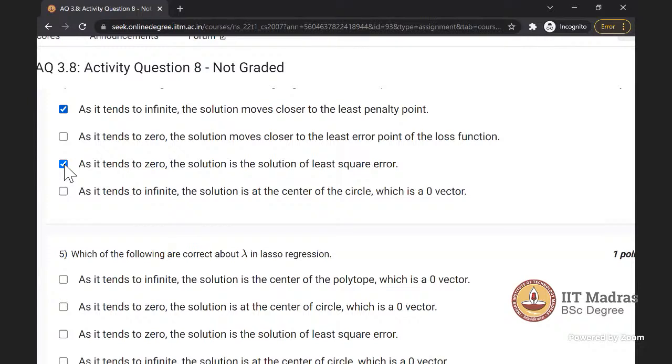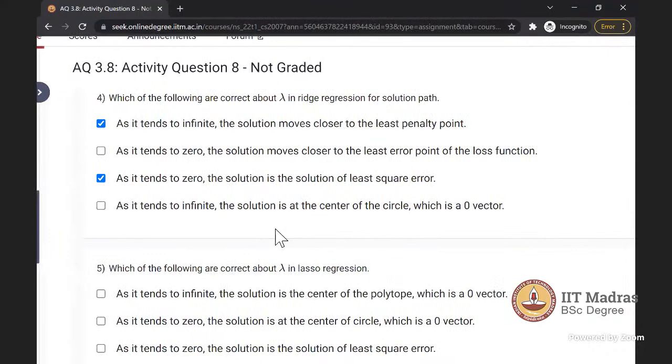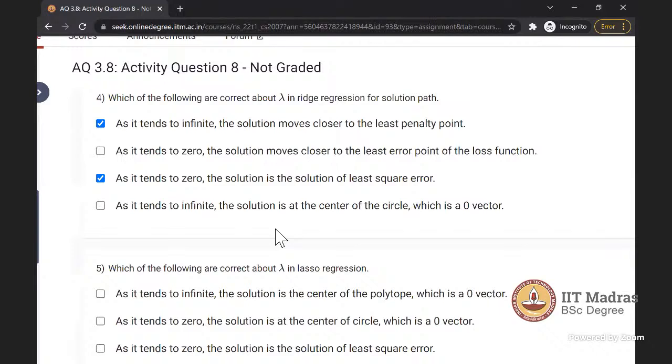Yeah. Let's see. But what does least penalty point mean here? Least penalty point means when lambda multiplied by W transpose W becomes least, which is 0. Okay. No penalty. Yeah. Got it.